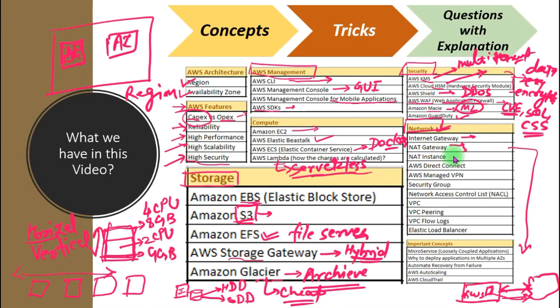What exactly is the NAT instance? NAT gateway is managed by AWS, it is a fully managed service. A NAT instance is managed manually. So whenever we create an instance through the NAT AMI, meaning the template which can be used for NAT, and then we configure this instance to work as a NAT gateway, the maintenance of this machine or instance will be done by us. So that is the NAT instance.